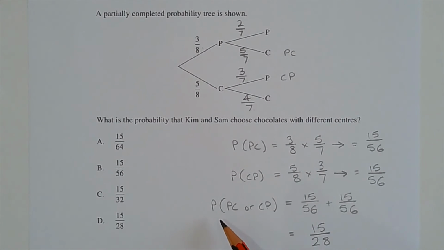So the probability that the chocolates chosen are of different centers, so PC or CP, is equal to the sum of these 2 probabilities, so 15 over 56 plus 15 over 56, and that equals 15 over 28. So the answer is option D.